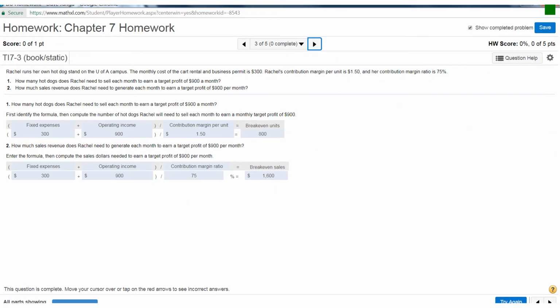This is chapter 7, homework problem number 3, using again the same data. So just to remind you, we've got your fixed cost of $300, that's fixed. The CM per unit is $1.50, and the CM ratio is 75%. So in this case, they want a targeted profit. In this case, they want it in units, again, and in dollars, if they want to make $900 per month.